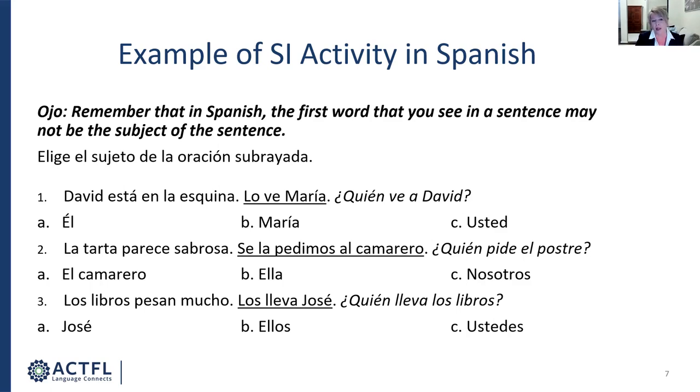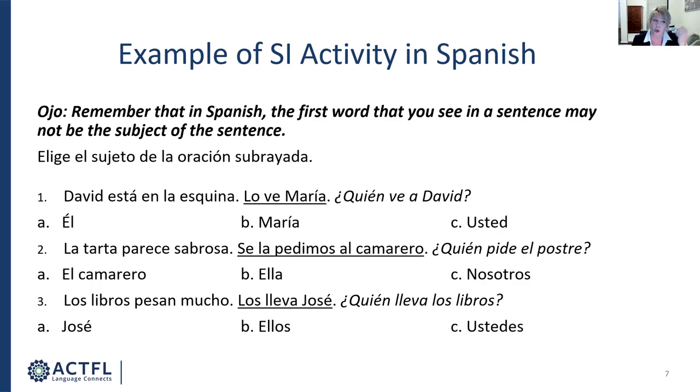So, "David está en la esquina." David is on the corner. "Lo ve María." So, your students, what they tend to do when they're learning a language, "lo ve María," they're going to want to process that "lo" as the subject of the sentence. And really, it's the object. You have to read it backwards in Spanish for it to make sense. Maria sees him.